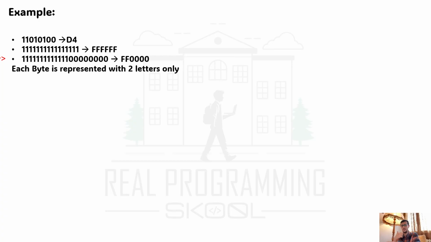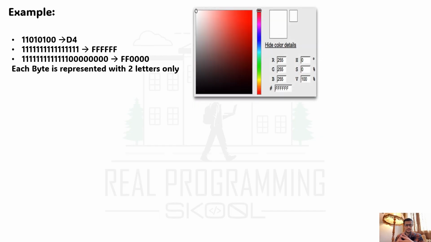It will be more readable and easier to read. So each byte, as we say, is represented with two letters only. And if you work in HTML, CSS, you will get to it later in future courses. We're still far away from it in the web application roadmap.